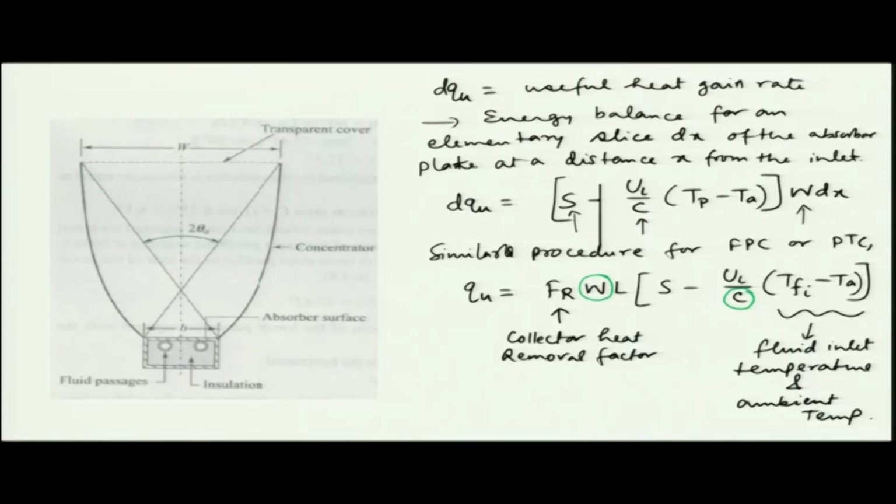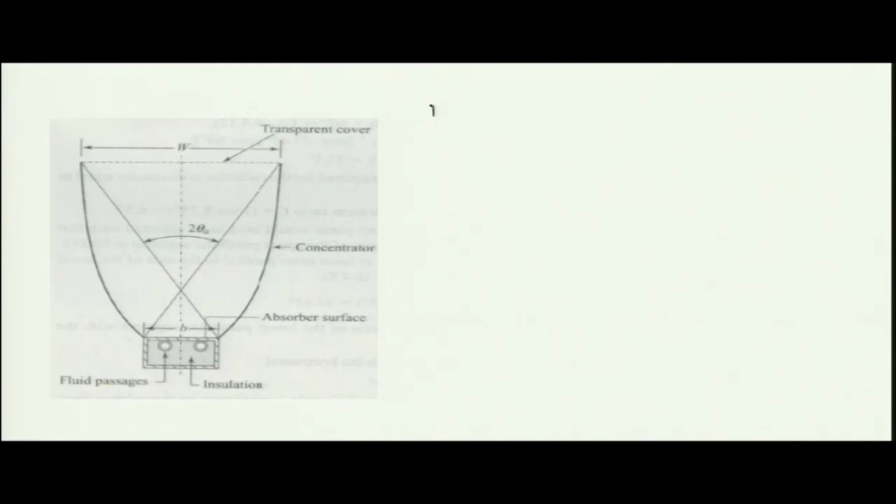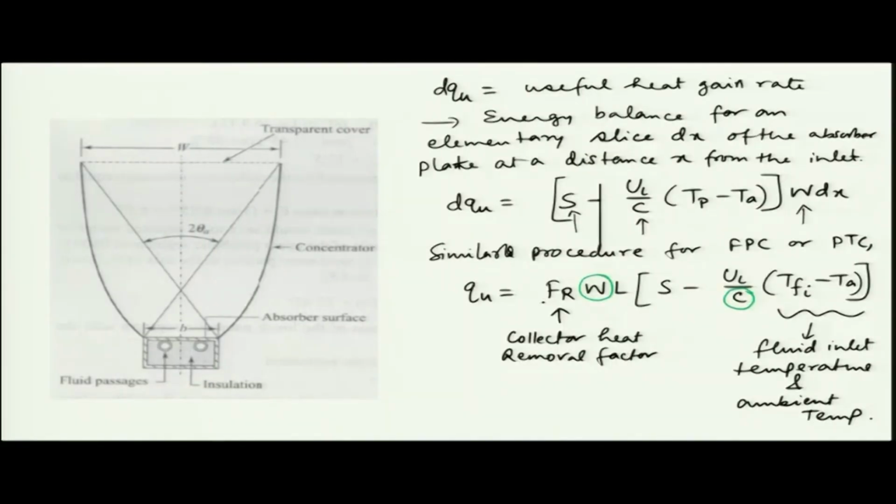In that expression, Fr is nothing but mass flow rate times specific heat divided by B UL multiplied by L. B here is the receiver width. Now, in the heat removal factor, the receiver width B comes into the picture, but in the expression of QU, the useful heat gain rate, we have W, which is the aperture width.